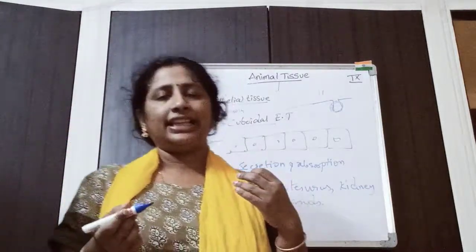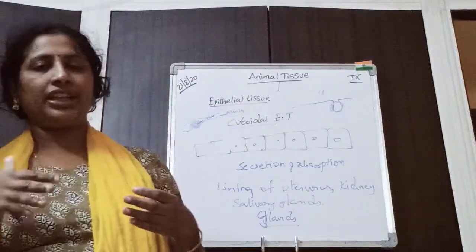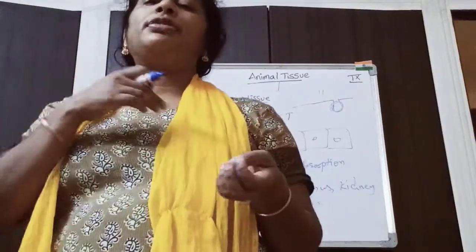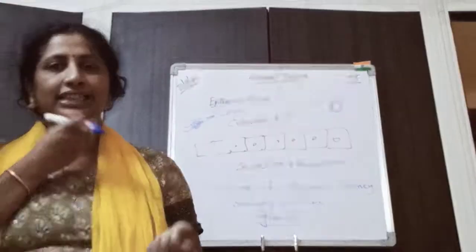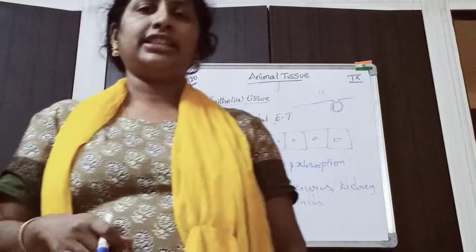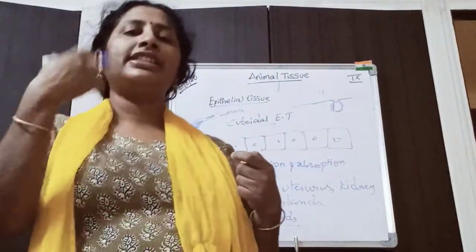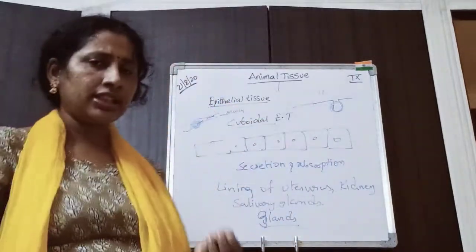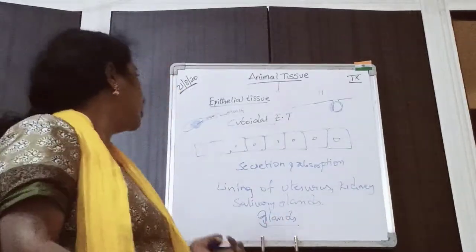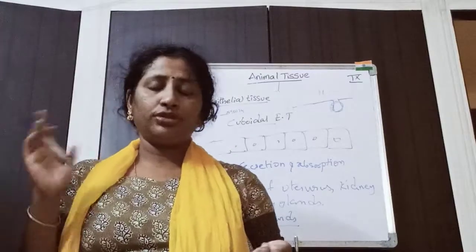ఆ గ్లాండ్స్ ఏంటంటే దే విల్ సెక్రీట్ సమ్ హార్మోన్స్, ఇంకా కొన్ని జ్యూసెస్ అలా. సపోజ్ మన థైరాయిడ్ గ్లాండ్, సలైవరీ గ్లాండ్. సో థైరాయిడ్ ఏం చేస్తుంది? థైరాయిడ్ హార్మోన్స్ సెక్రీట్ చేస్తారు. సలైవరీ గ్లాండ్ సలైవాని సెక్రీట్ చేస్తారు. సో దే విల్ సెక్రీట్ సమ్ సబ్స్టెన్సెస్. ఓకే, అండ్ మనకి గ్లాండ్స్ మనం చూసాం 8th క్లాస్లో.